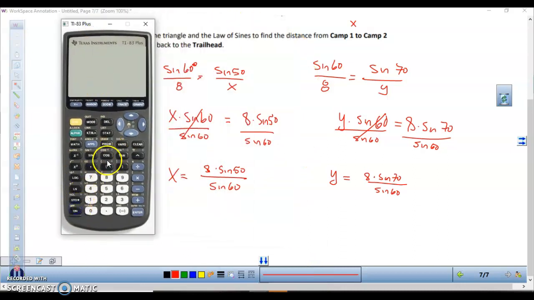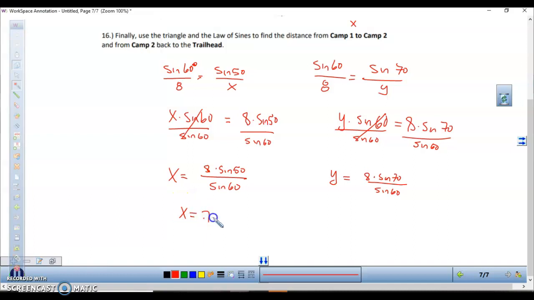Make sure I'm in the right mode. Remember, the way you test if you're in the right mode, you say sine of 30 should be 0.5. I'm good to go. The other thing you do is just hit the mode button, confirm you're in degree mode. So here we go. 8 times the sine of 50, close that parenthesis, divided by the sine of 60. And you guys should be punching buttons in your calculator and confirming you're getting the same thing. I get x is about 7.08 miles. All right, so 7.08 miles from Camp 1 to Camp 2.